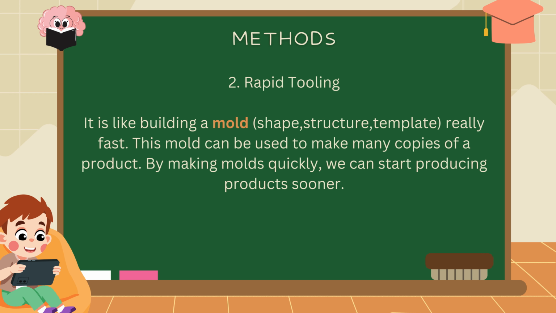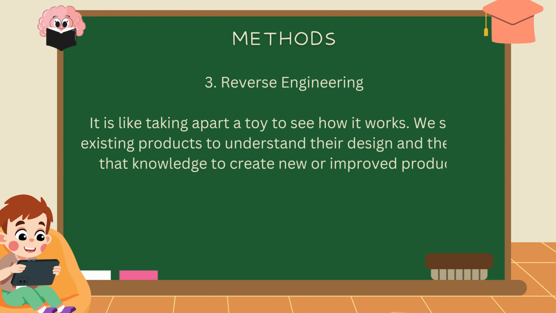2. Rapid tooling. It is like building a mold really fast. This mold can be used to make many copies of a product. By making molds quickly, we can start producing products sooner. 3. Reverse engineering. It is like taking apart a toy to see how it works. We study the existing products to understand their design and then use that knowledge to create new or improved products.